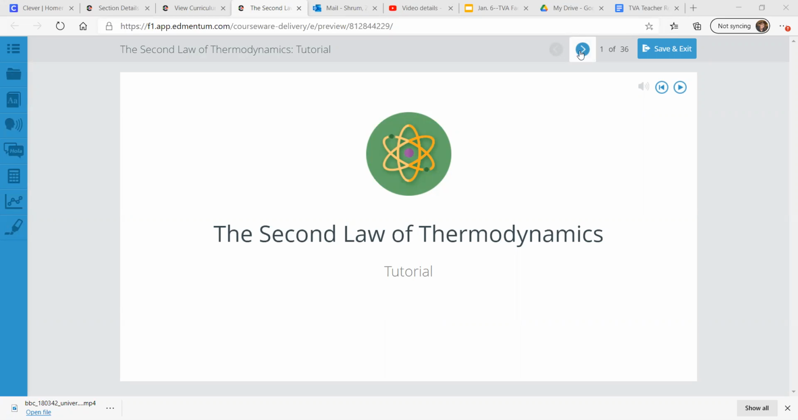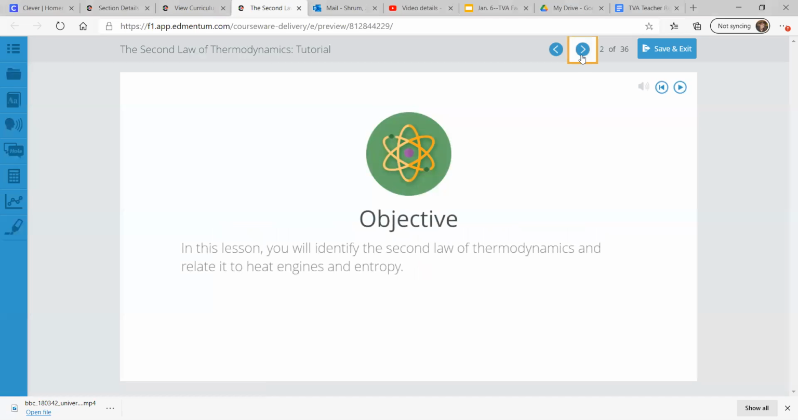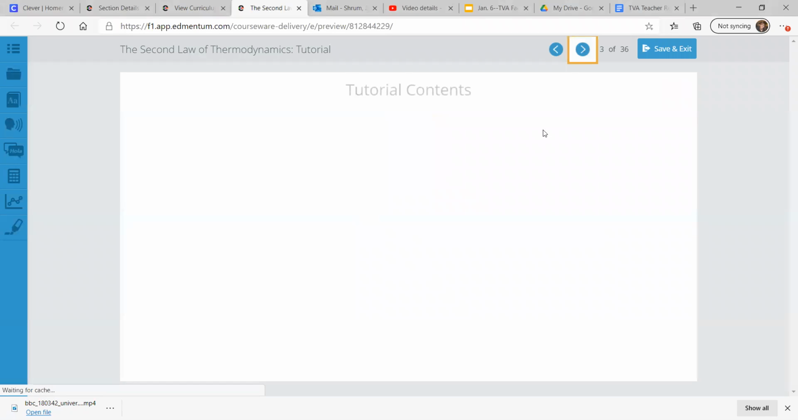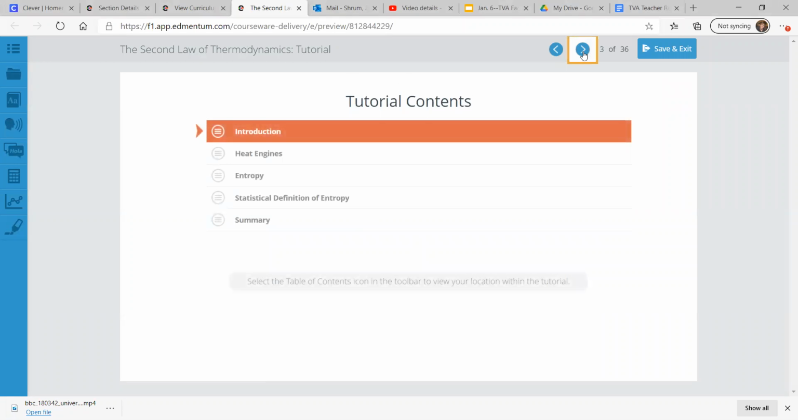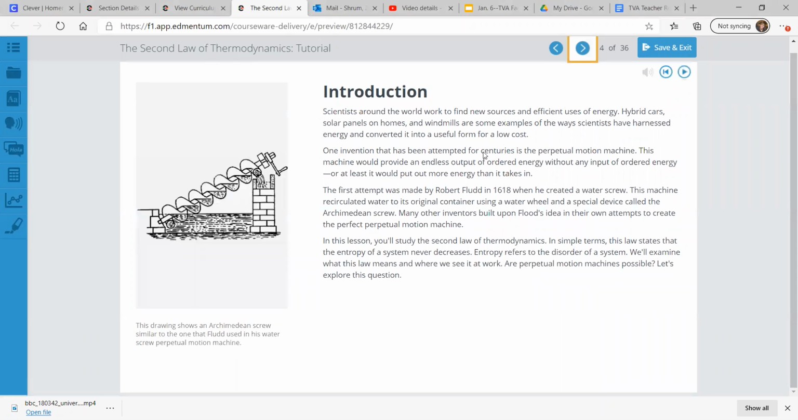Last time we talked about the first law of thermo. Now we're going to look at the second law and how it relates to heat engines and entropy. So first, we're going to look at the intro.